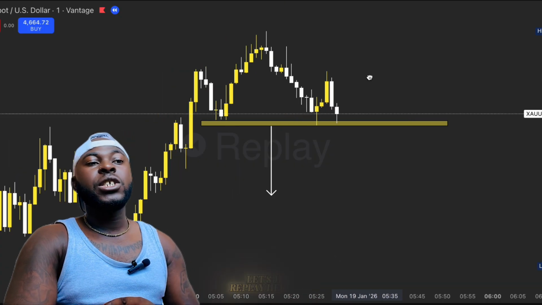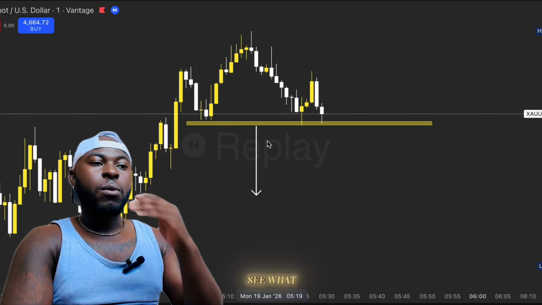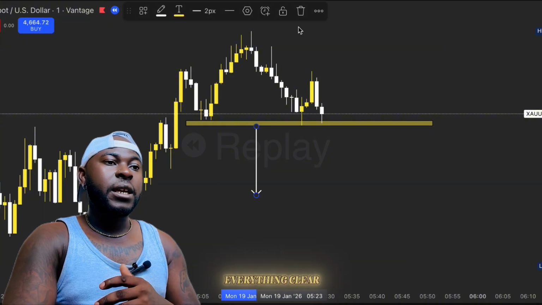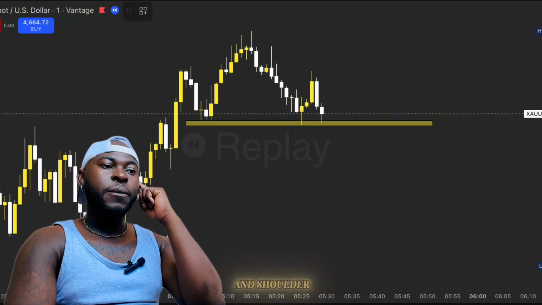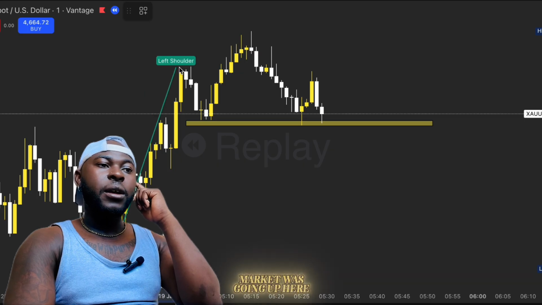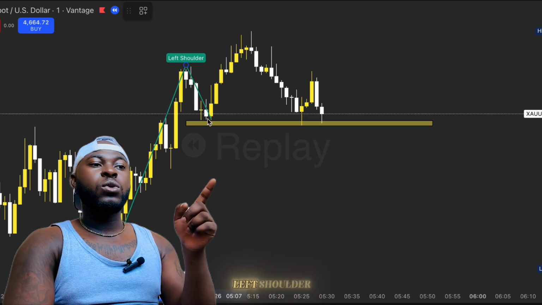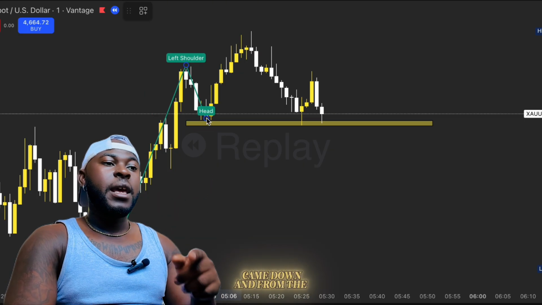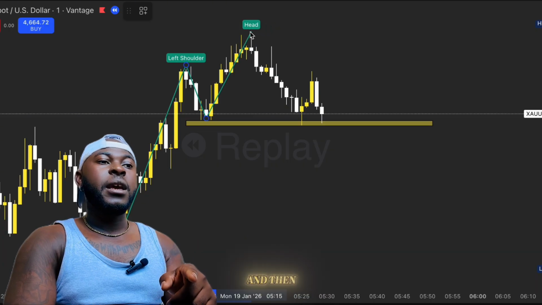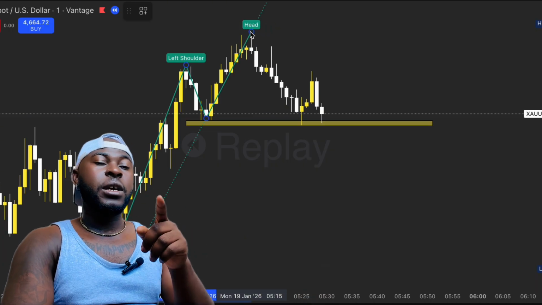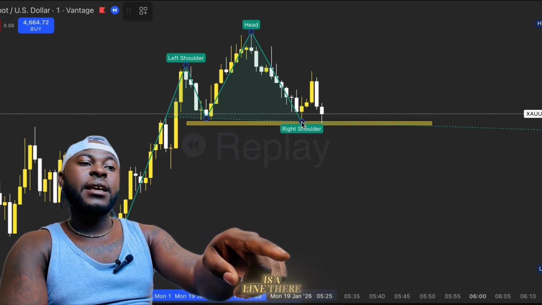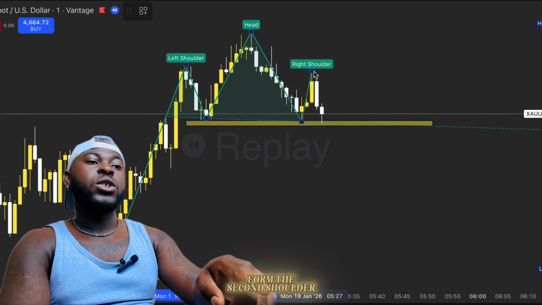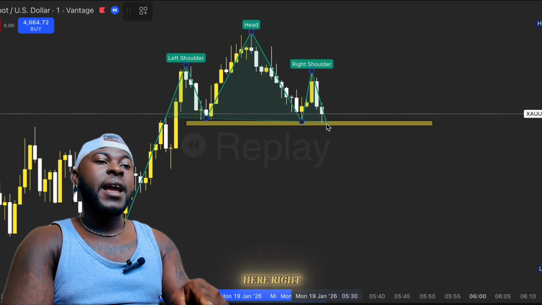So now let's replay here and see what is happening so that I can make everything clear to you. You already see the concept and understand what head and shoulder is. As you can see, the market was going up here, came up from the left shoulder, came down and formed the neckline, then went up and formed the head, and came down at the neckline again. Then it went up and formed the second shoulder, and now the market is here, right at the neckline.